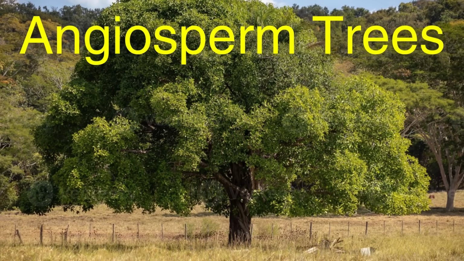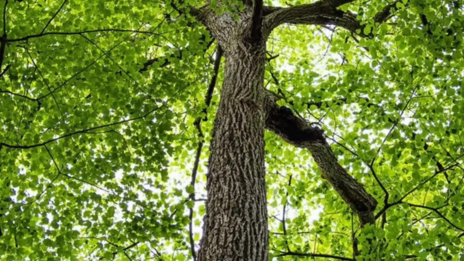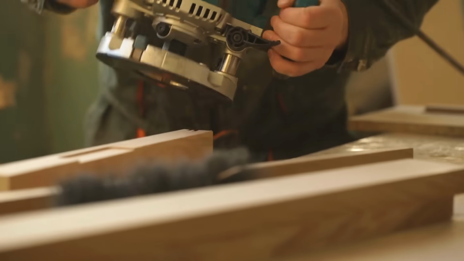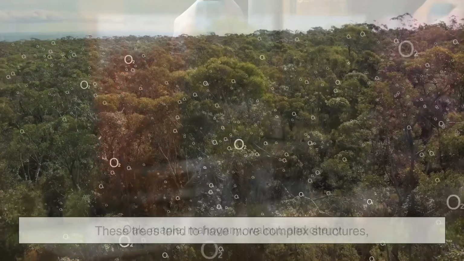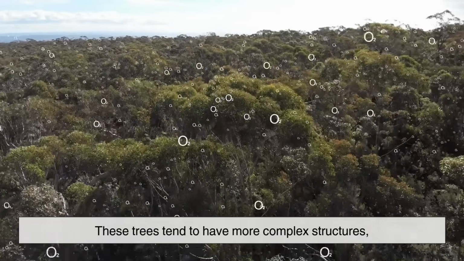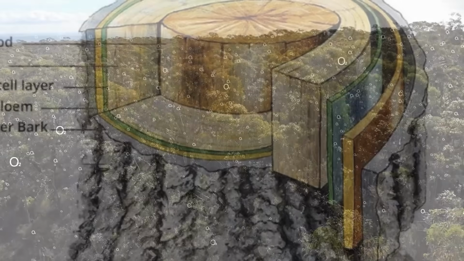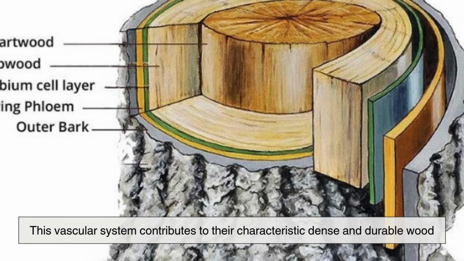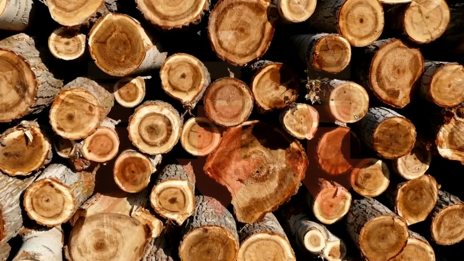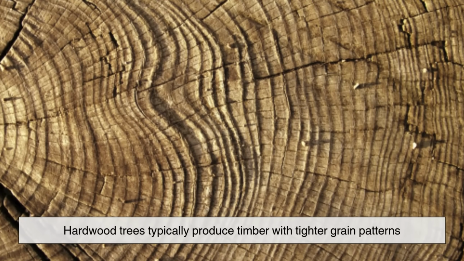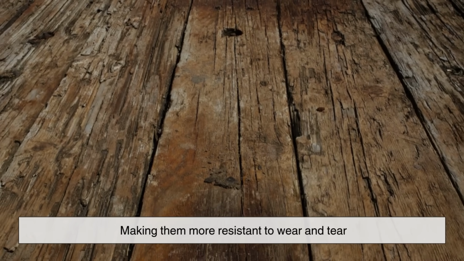Hardwoods come from angiosperm trees, which are broad-leaved and usually grow at a slower rate. Examples of common hardwood species include oak, maple, mahogany, walnut, and cherry. These trees tend to have more complex structures, featuring vessels that transport water and nutrients. This vascular system contributes to their characteristic dense and durable wood. Due to their slower growth rates, hardwood trees typically produce timber with tighter grain patterns, making them more resistant to wear and tear.